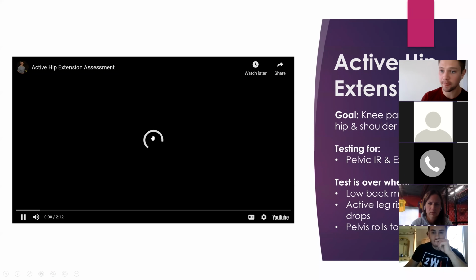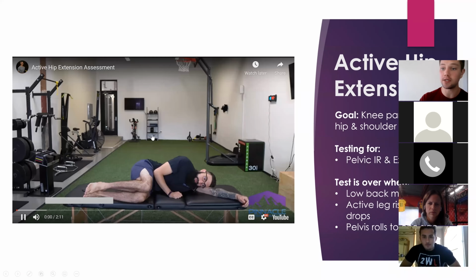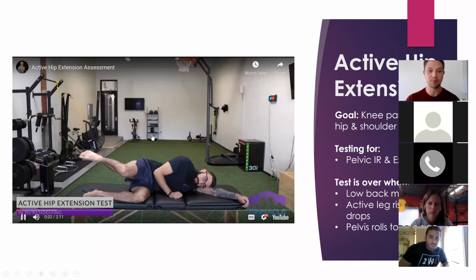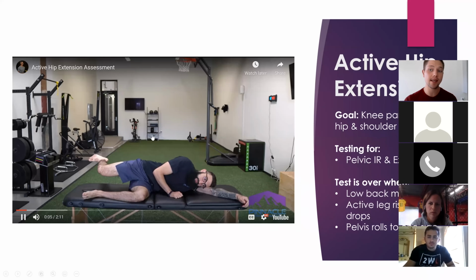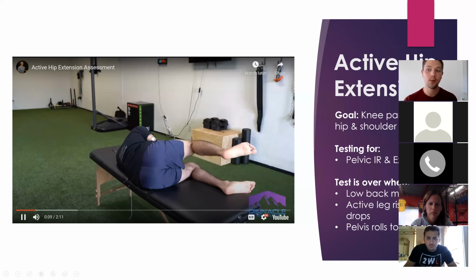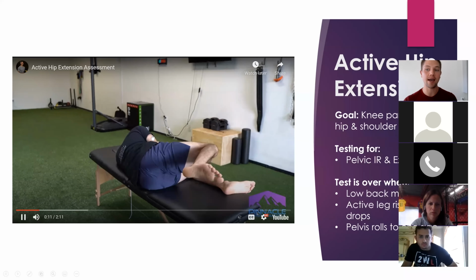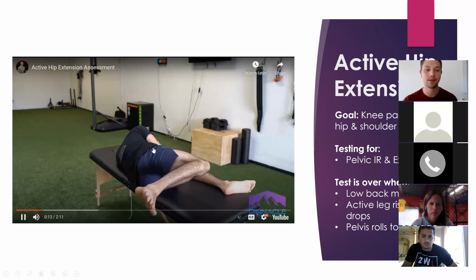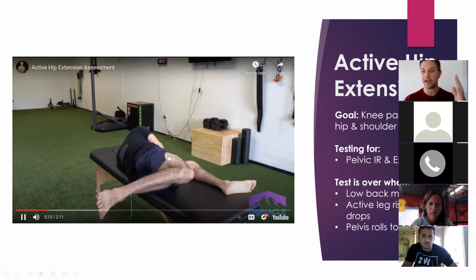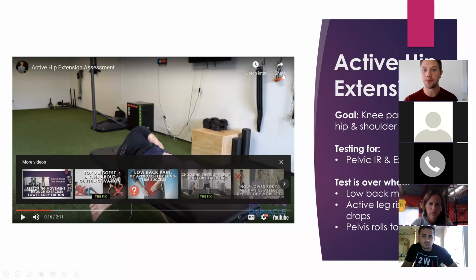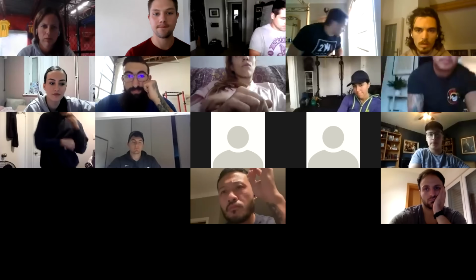Lay on your side and then have a 90-degree bend at both your knees and your hips. Then bring one leg back. The key is, can you get that leg all the way back without your back arching and without your leg moving up or down excessively? Let's go through it. Pretty simple. Let's see what we got.